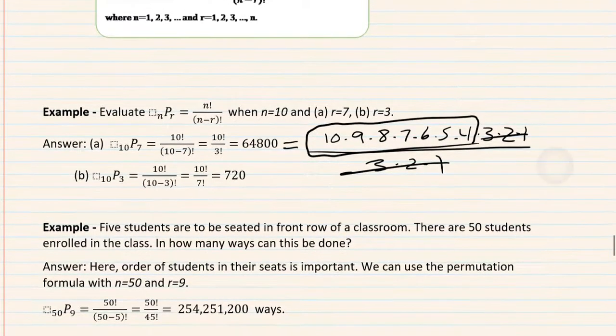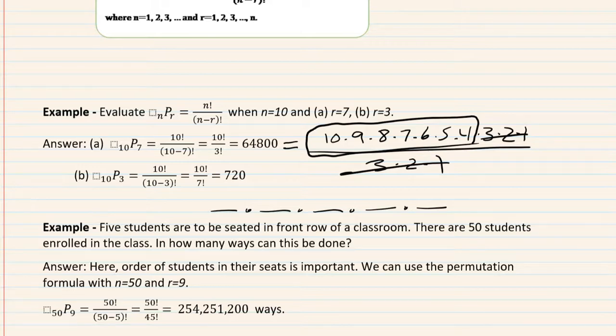Here's another example. In this example, let's say we have 5 students. We want to see them in the front row. Remember 5, so here's my front row. 1, 2, 3, 4, 5. There are 50 students enrolled in the class. How many ways can this be done?